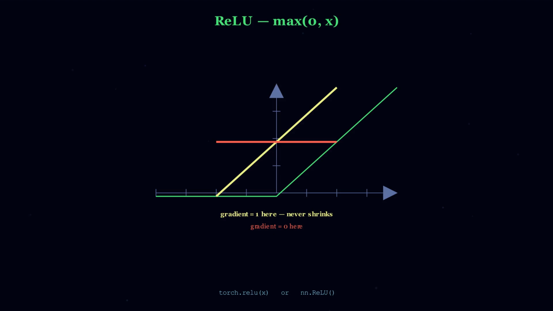Why it is fast: no exponential computation. Just a comparison and a clip. Networks with ReLU train faster than sigmoid or Tanh networks. PyTorch, torch.relu of x. Or pass nn.ReLU as a layer in your sequential model.